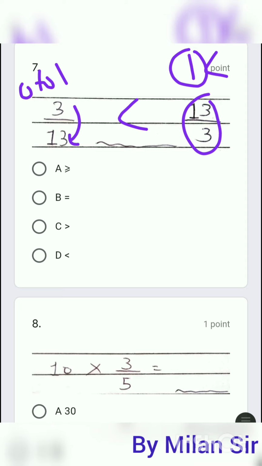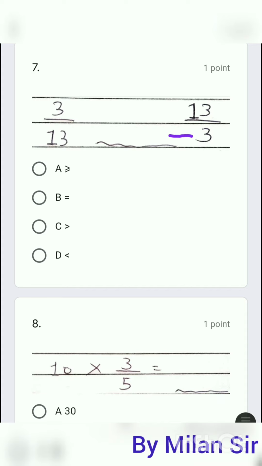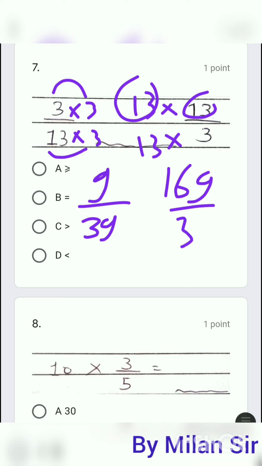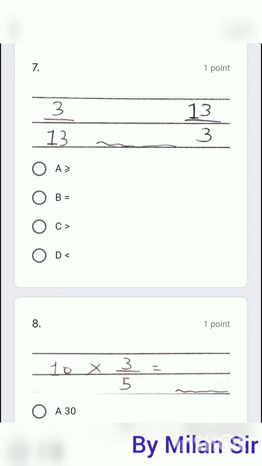Otherwise we can take LCM too. That means 3, this we need to multiply here. Okay, that means here multiply with 3 and divide with 3. So 3 3s are 9, 13 3s are 39. Here you need to multiply with this 13, so here 13 and here even 13. So 13 multiply 13, 169, and here 39. So from that even you can decide greater than sign. So option D is correct. 13 by 3 is greater than 3 by 13. Okay.